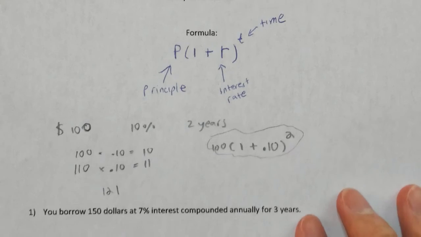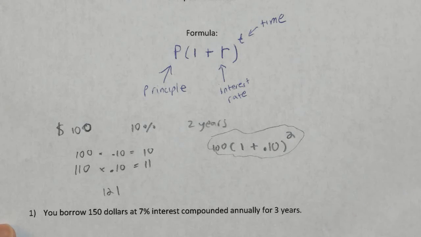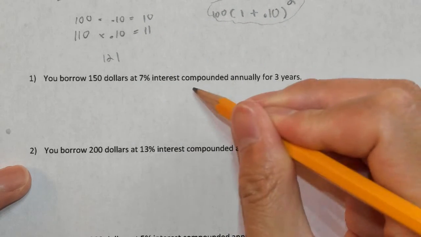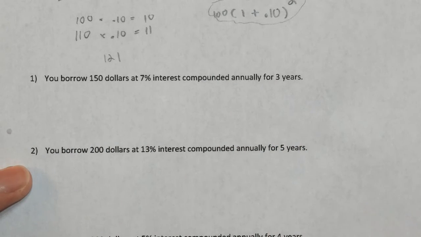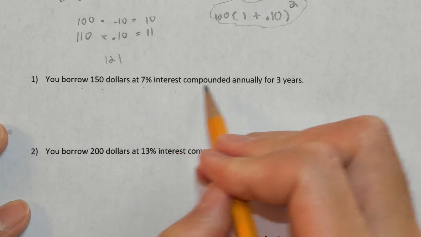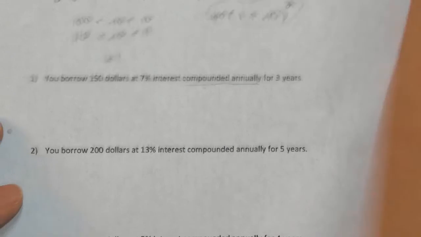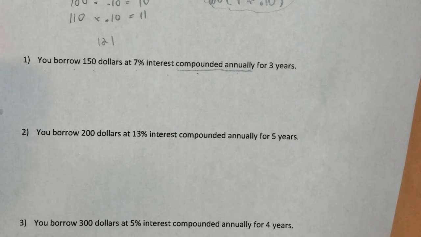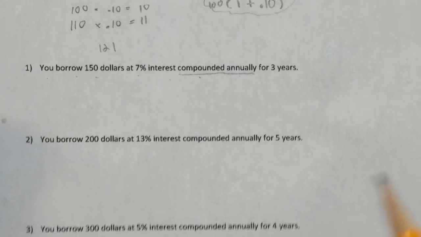Another thing is that what I'm really big on as a teacher is that you understand what's going on. So when you read these problems, you're going to see it phrased like this, and I want you to understand what it means. Like, you borrow $150 at 7% interest, compounded annually. That just means that the interest is compound interest, and this interest is happening every year for 3 years. You're going to see that on a lot of these problems.